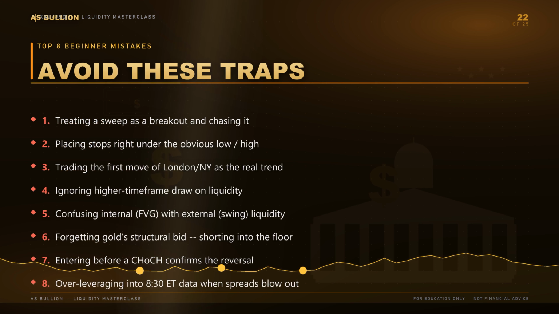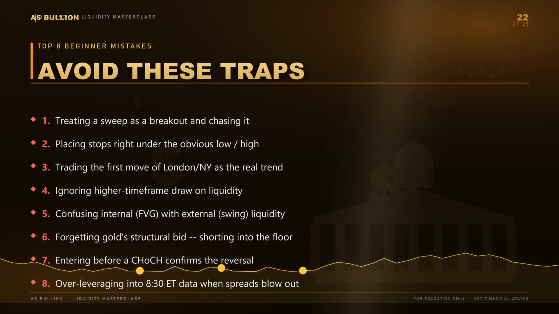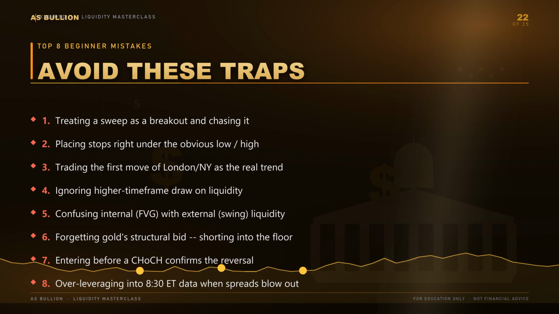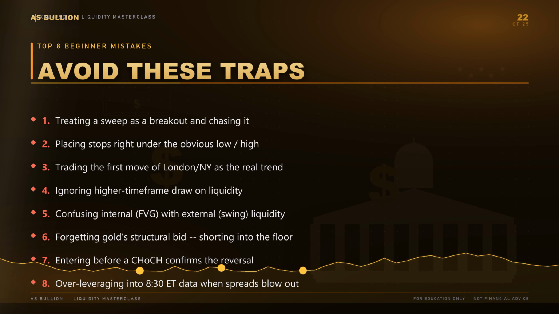The top 8 beginner mistakes. Treating a liquidity sweep as a breakout and chasing it, then getting reversed on. Placing stops right under the obvious low or above the obvious high. Trading the first move of London or New York, the Judas swing, as if it were the real trend. Ignoring the higher timeframe draw on liquidity and fading with the wrong bias.